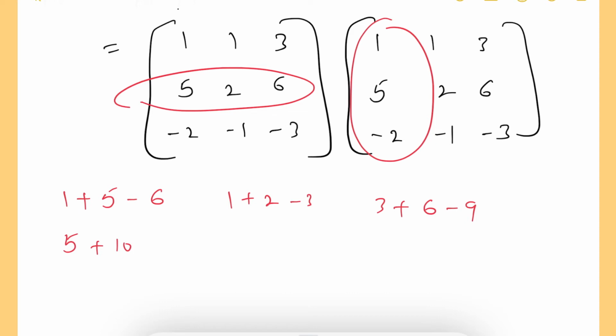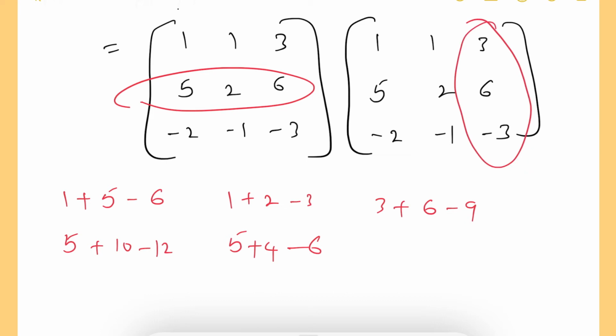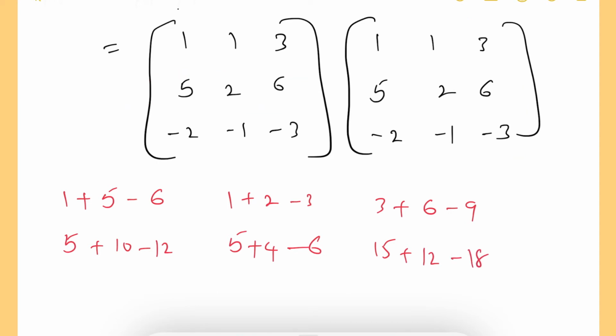6 into minus 2 is minus 12. Next, second column. 5 into 1 is 5, 2 into 2 is 4, minus 1, 6 into minus 1 is minus 6. Next, third column. 5 into 3 is 15, plus 2 into 6 is 12, 6 into minus 3 is minus 18. Now we are left with the third row. Okay, let's move to that third row now.